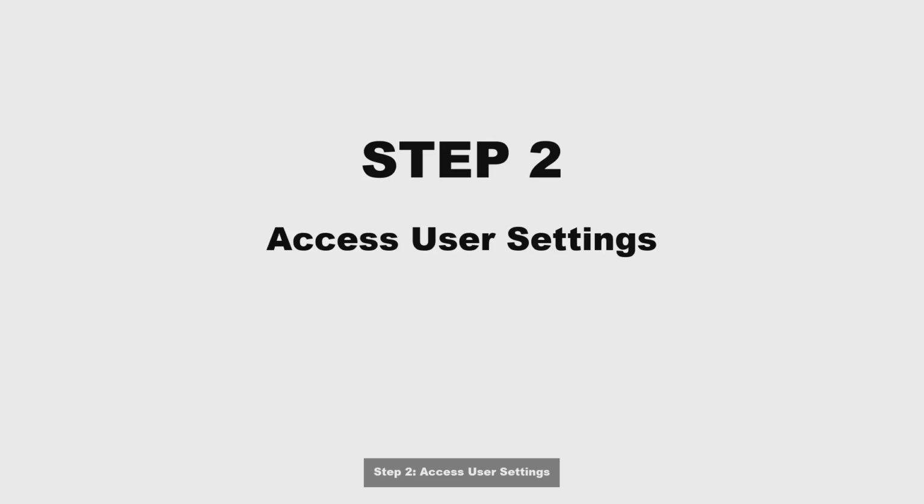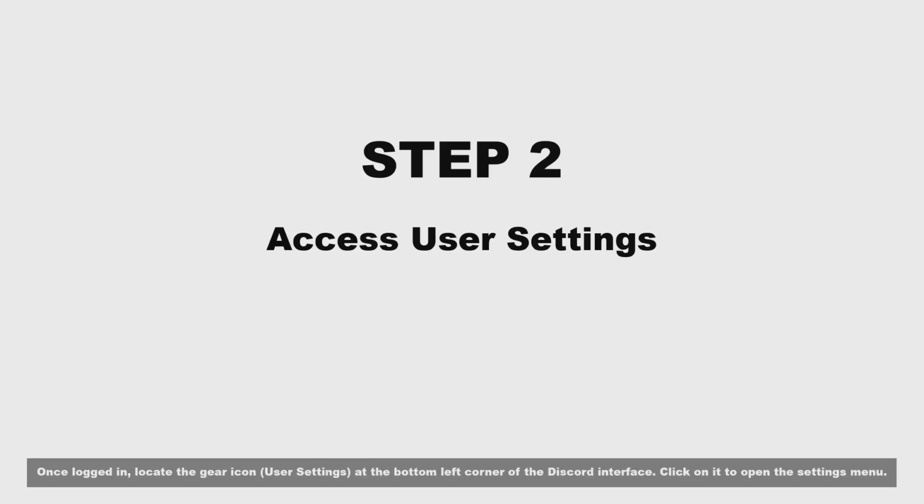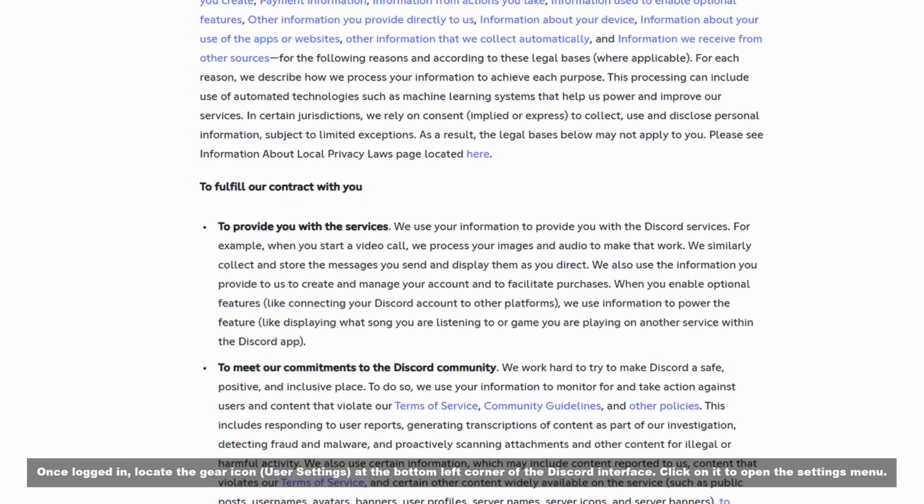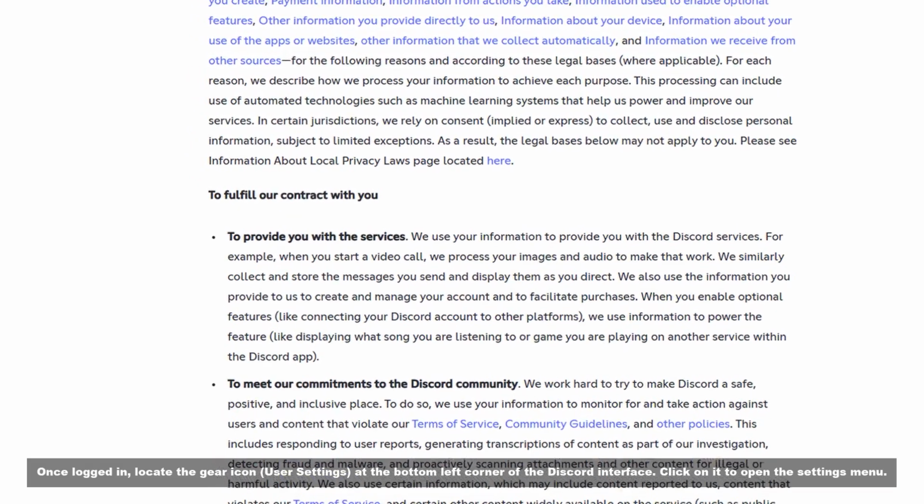Step 2. Access user settings. Once logged in, locate the gear icon, user settings, at the bottom left corner of the Discord interface. Click on it to open the settings menu.